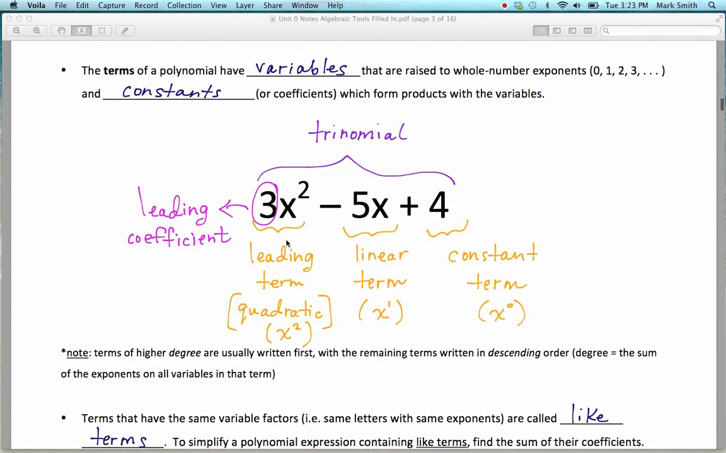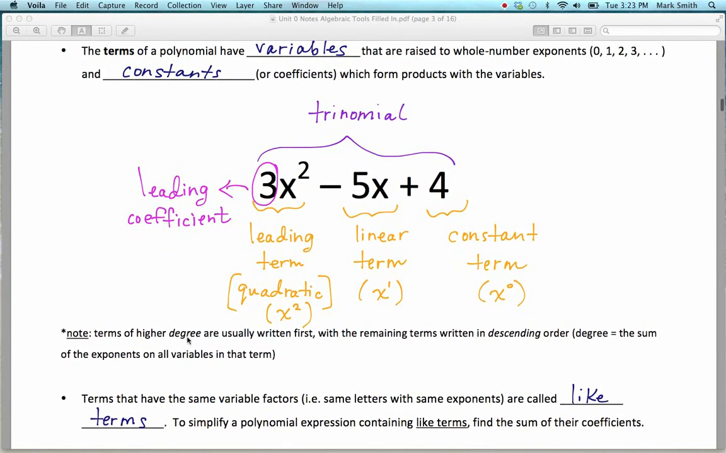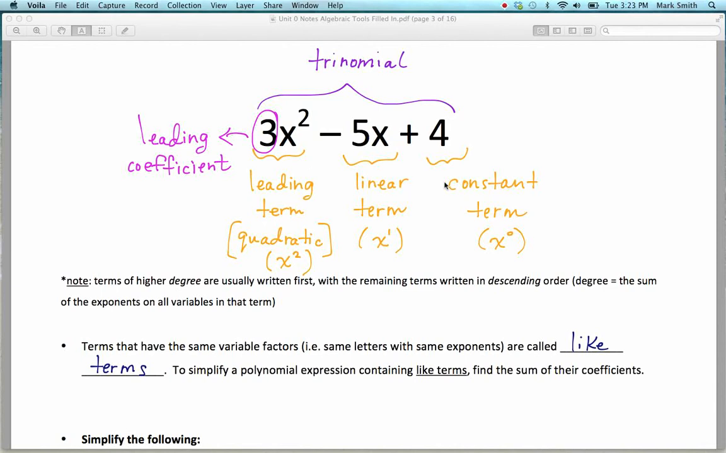So just as a note, terms of higher degree are usually written first, and then we tend to go in descending order from left to right. Also, we tend to go alphabetically in order. If you have x's and y's, we tend to put the x terms first, and that's just convention. There's nothing wrong with it the other way. It just makes it easier to recognize what's going on in your polynomial if you put them in descending order.